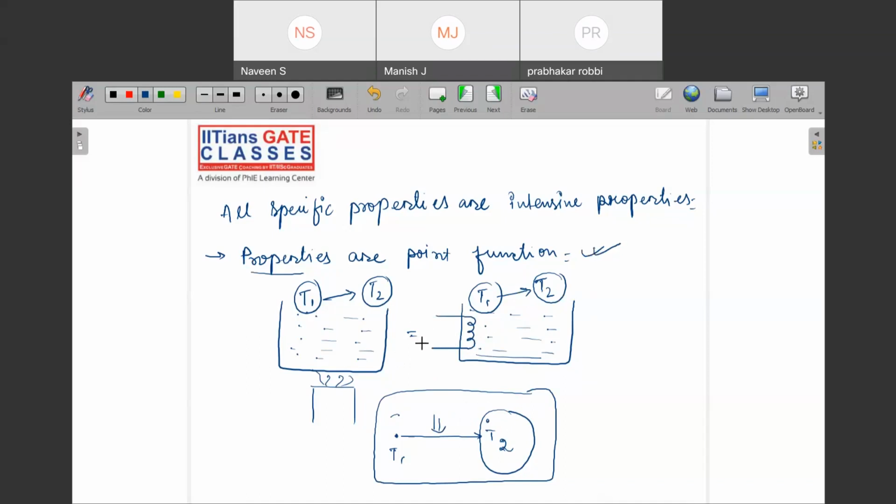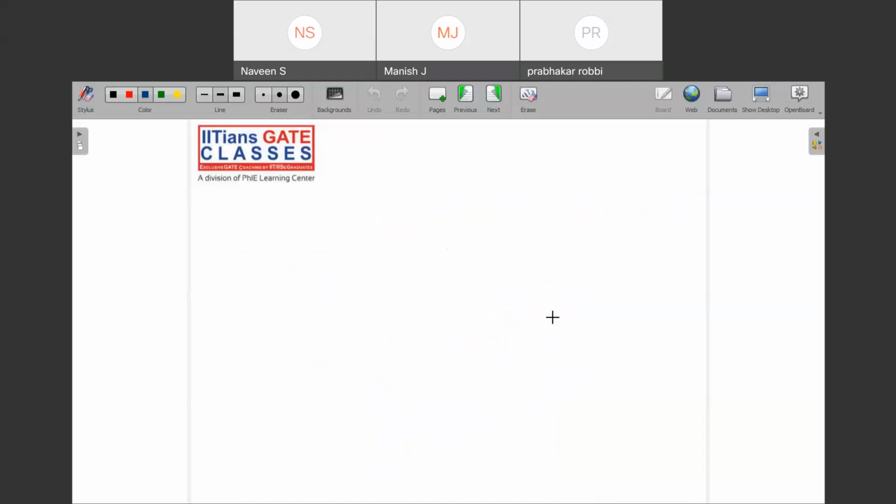So if it is not dependent upon what path it has taken, then can I say that properties are independent of the path, or we can say independent of the past history? So we can say that properties are independent of past history, okay.